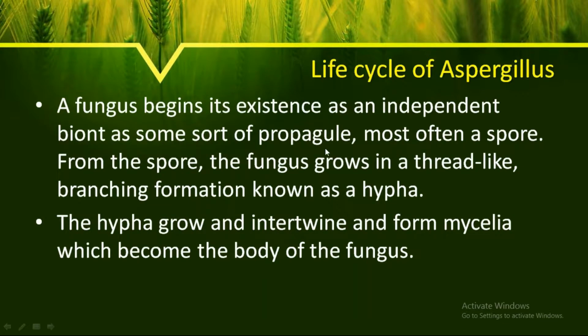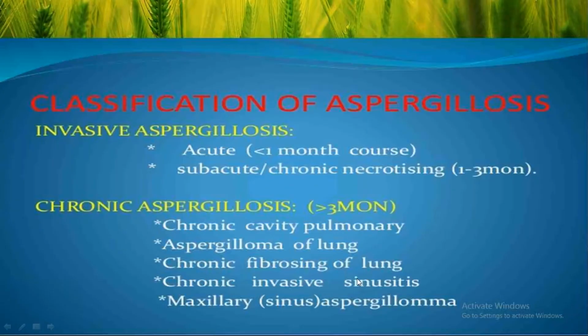So basically a fungus begins its existence as an independent biont, with some sort of propagule, most often a spore. We have seen about the conidia. So the fungus grows in a thread-like branching formation known as the hypha. The hyphae grow and intertwine to form the mycelia, which becomes the body of the fungus.